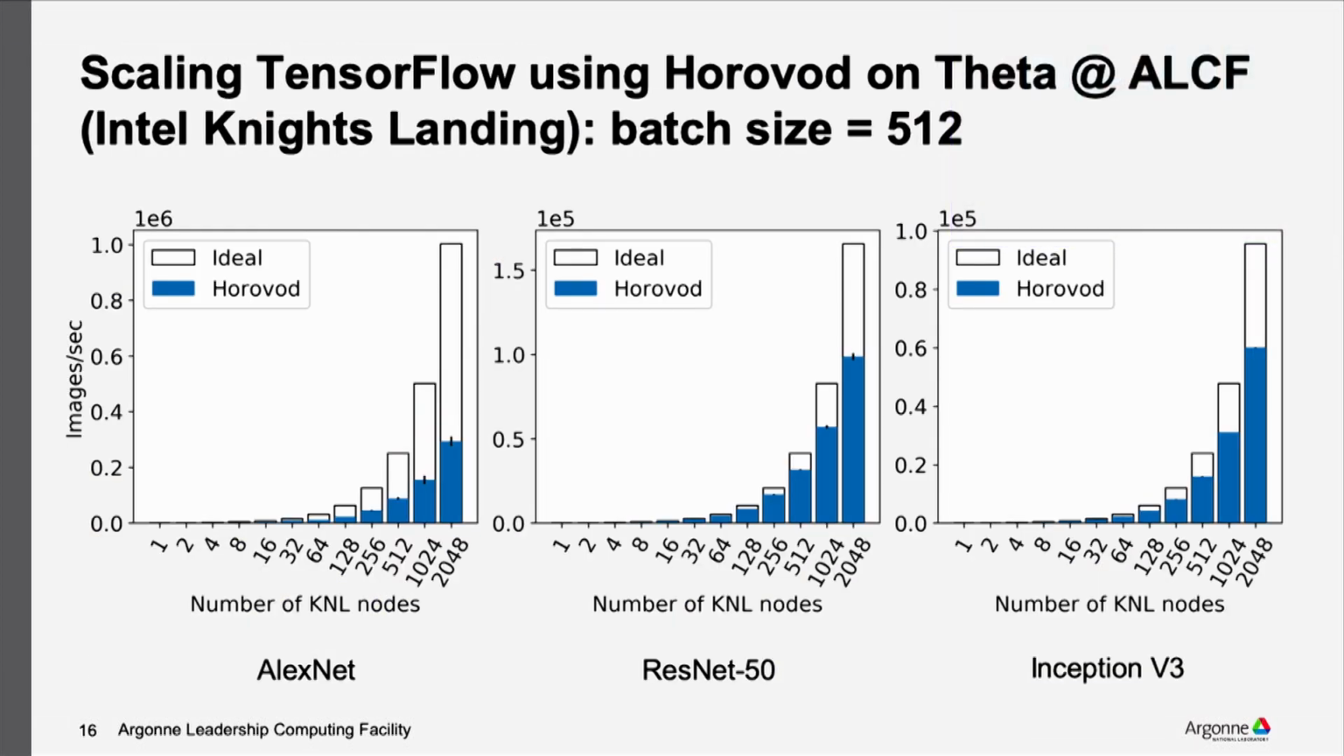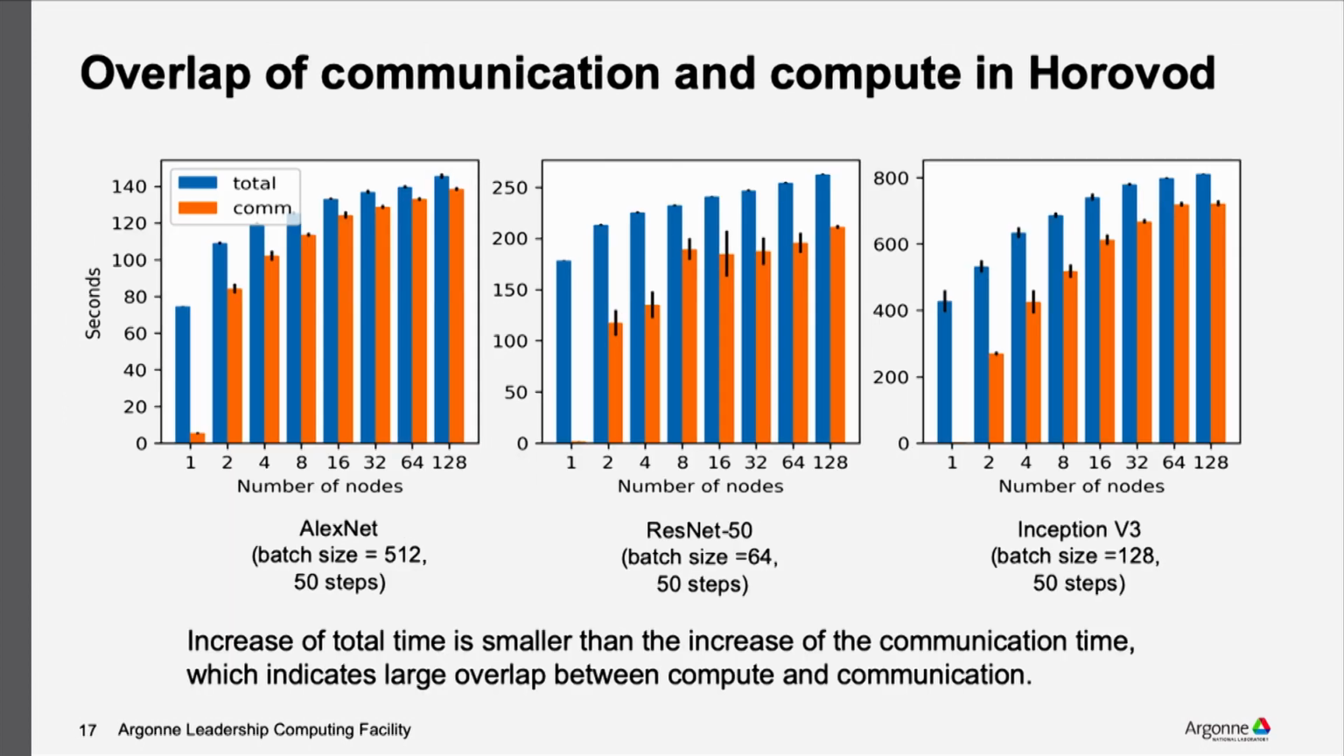And this is just to show that for ImageNet, I scaled it up on Theta. I go all the way up to 2,000 nodes, and you can see this white bar is the ideal scaling case, and the blue is the real case. Because of the communication involved, it degrades from this ideal case, but we still have very good scaling efficiency, about 50% or 60%.